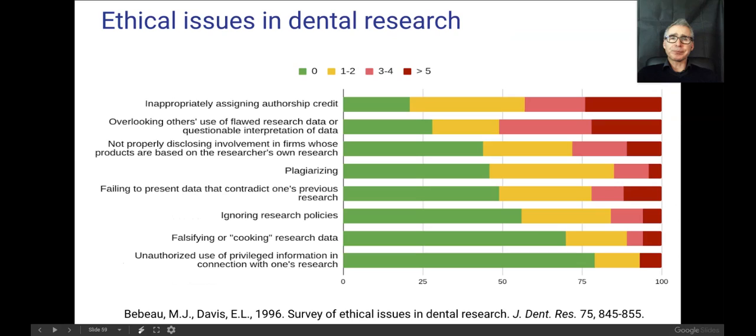In this regard, Beaver and Davis conducted a research in '96 where they surveyed researchers attending a conference, asking if they have witnessed any ethical problems during their work. About 60% of them responded positively, and of these, the most common problem was conflicts of authorship, followed by questionable interpretation of data, undeclared conflicts of interest, and plagiarism.